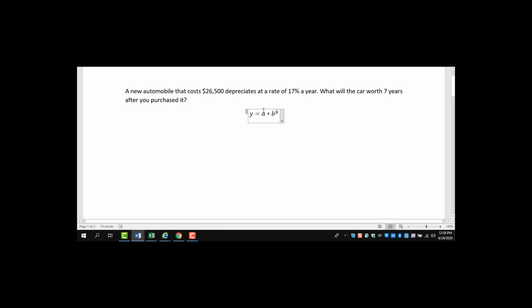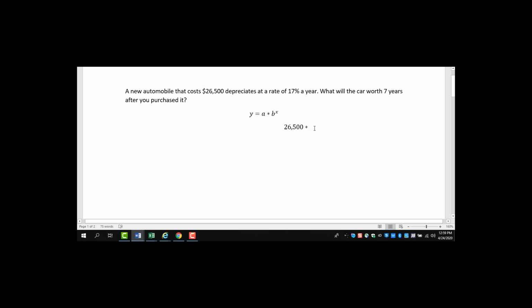Now, just understanding what these things mean is really crucial because we're going to put the actual numbers in here. So let's put up another equation. And we have 26,500. That's the initial value. And we multiply that by our rate, B. Now we've got to find the factor. It's 17% a year.